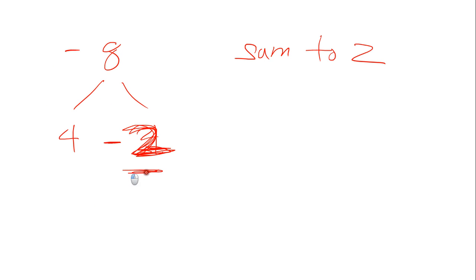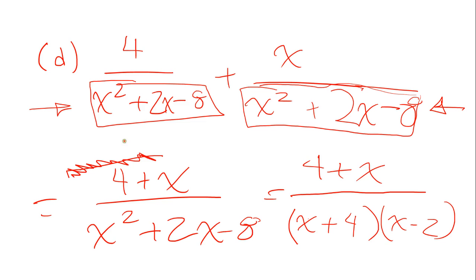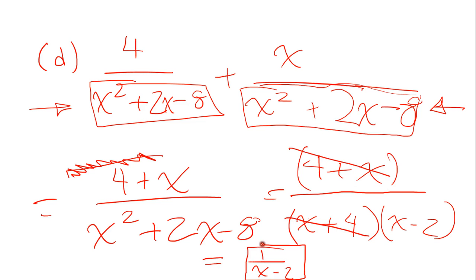Right? We got minus 2 plus 4. So this and this are just addition in different orders, so they're the same. So what we end up with is actually 1 over x minus 2. I'm going to squeeze it in here. But that's our little final result.